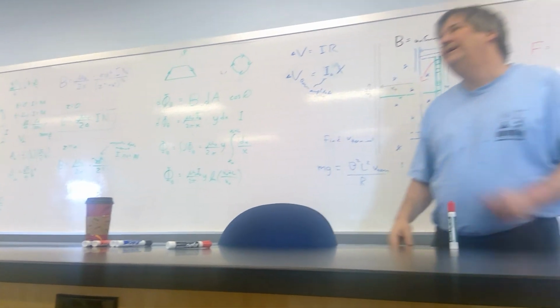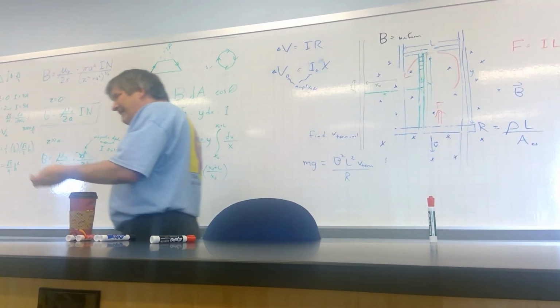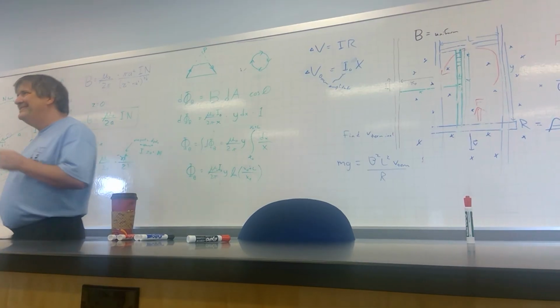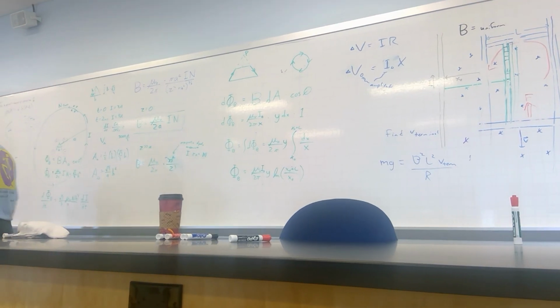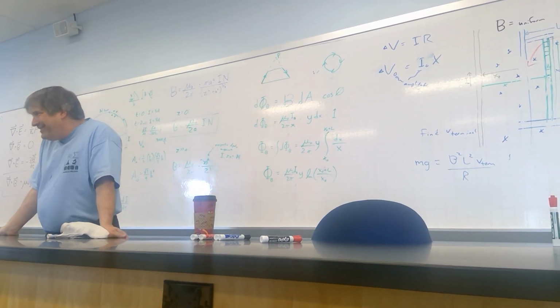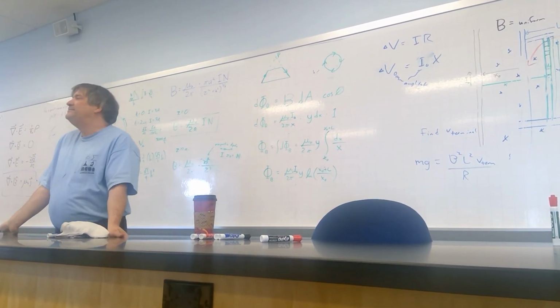Yes? So we went over changing area, what it does, and changing the B field. The angle between the normal vector and the B field, yes, that could be changed.